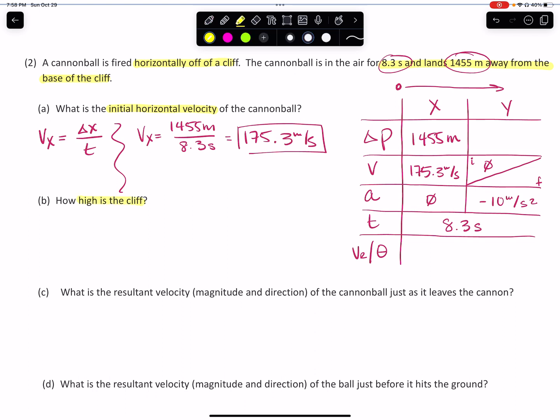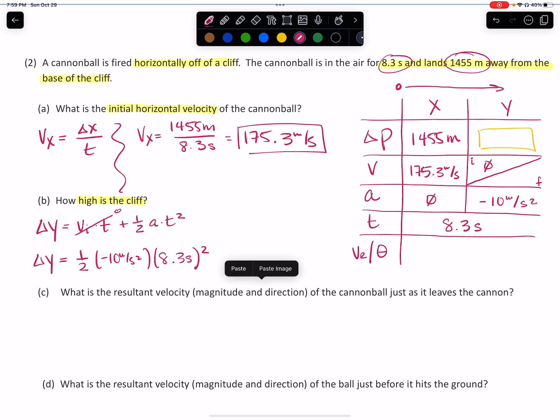Okay, next, how high is the cliff? This time we are looking for our vertical change in position. I know the time, I have acceleration, and I know the initial velocity is 0. So I'm going to use my delta y formula: change in position equals v initial times time plus 1/2 a t squared. Because the initial velocity is 0, this piece goes away. So the change in position is 1/2 of negative 10 meters per second squared times 8.3 seconds squared. We plug that in and find the change in position is negative 344 meters. So the cliff is 344 meters high. The negative sign just tells us that the cannonball is moving downward.